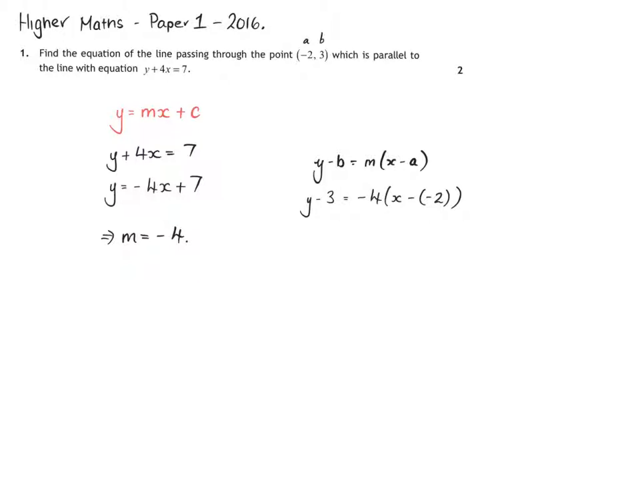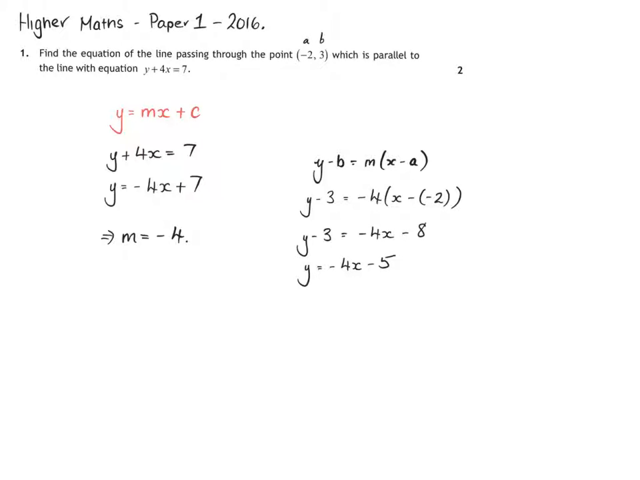So we get y - 3 = -4(x - (-2)). Okay, so we sort this out by multiplying out, so we get y - 3 = -4x. That becomes a plus 2, so -4 times +2 is -8. So we're going to get y = -4x, and adding 3 to both sides, we get -5.